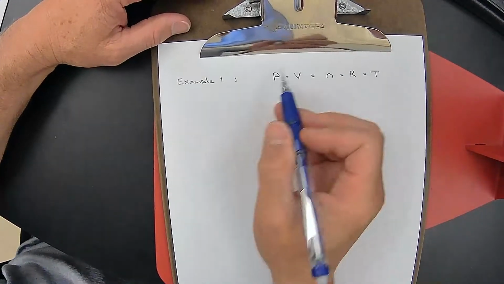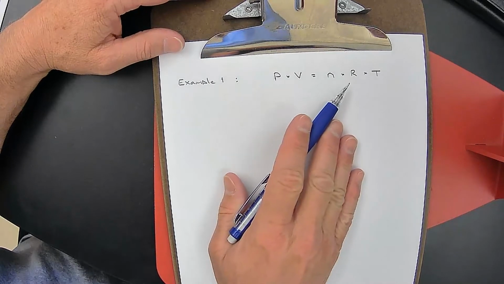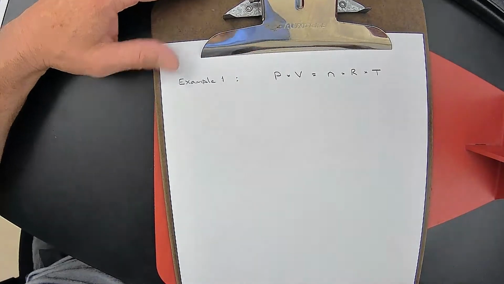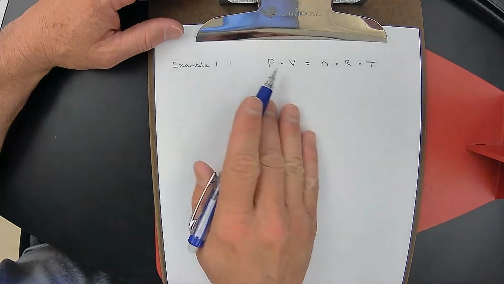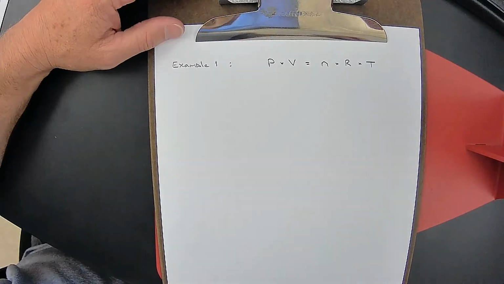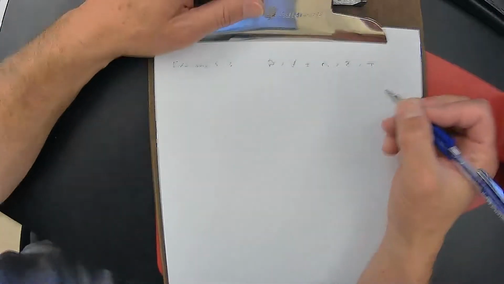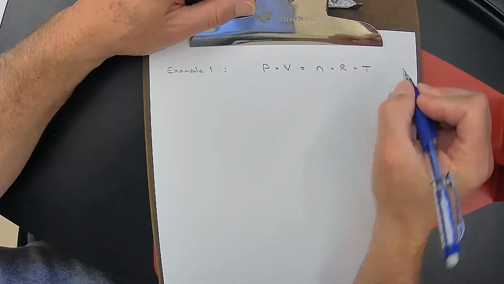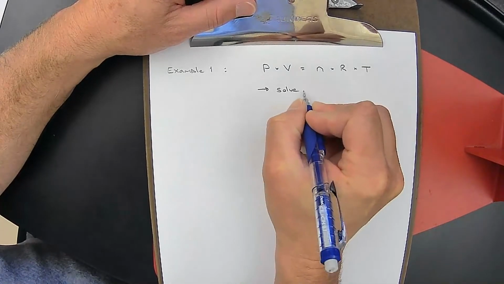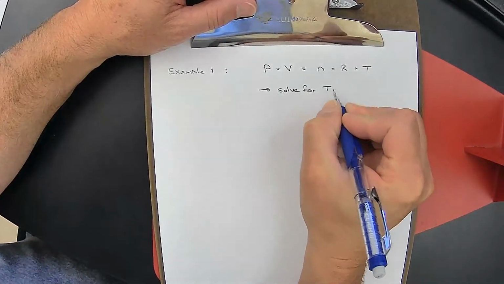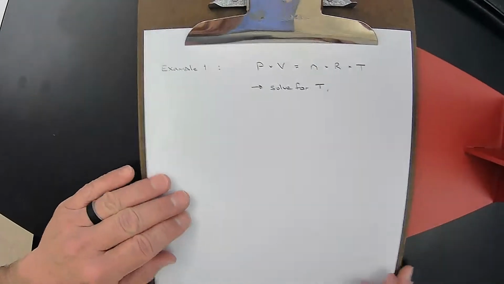Right now, we don't have an understanding of what the terms pressure or volume or number of moles or gas constant or temperature mean, but we will be able to solve the equation for the unknown variable. What I'm asking for in this problem is to solve for temperature. We want to solve this equation for temperature.